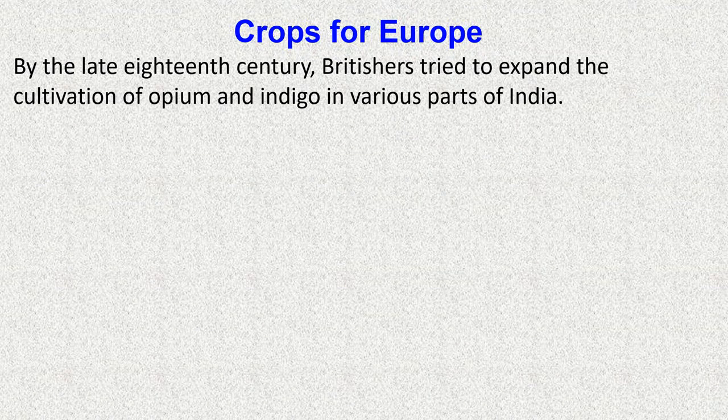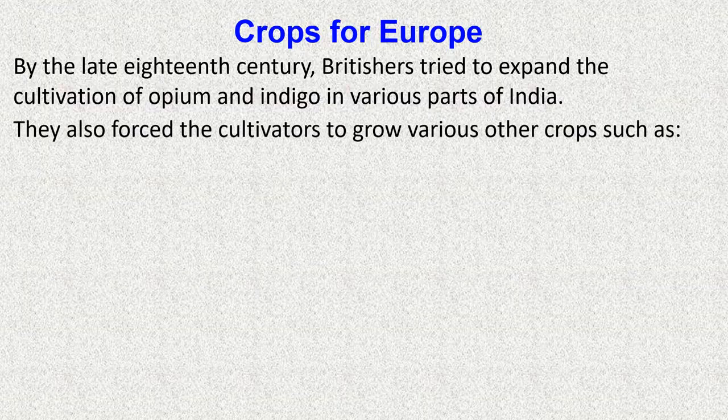So, we'll be discussing crops for Europe. The British also realized that the countryside could not only yield revenue, it could also grow the crops that Europe required. So, by the late 18th century, the British tried to expand the cultivation of opium and indigo in various parts of India, which was basically required by Europe.